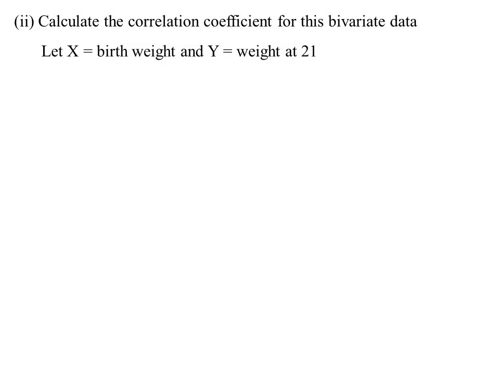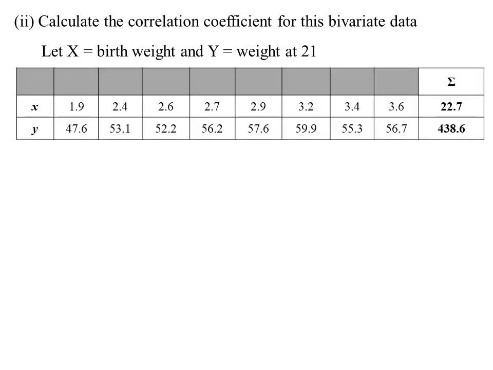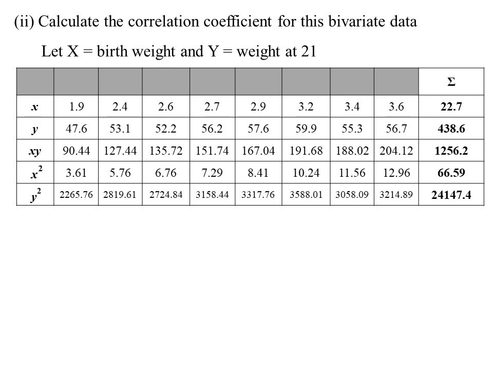I'm going to say x is the birth weight, y is the weight at 21. Let's create our table. There's the x and the y. We'll need a sum column to work out all the pieces of information. x times y, I'm going to need that as well. x squared and y squared, so I can calculate variance. I'll need that information as well. I think that's enough.